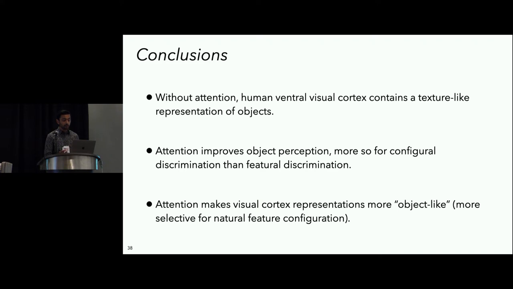So there are still a ton of really important questions for us to answer, including understanding the computations by which attention actually transforms these visual object representations and formalizing that into a model. But our results provide some preliminary behavioral and physiological evidence that indeed attention does play an important role in generating cortical representations of objects to underlie object perception.